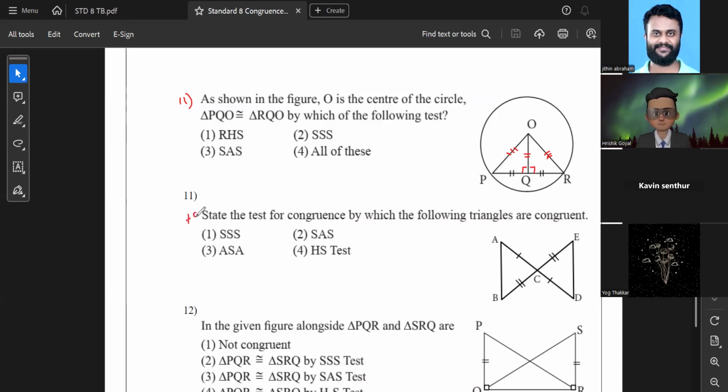12th one. State the test for congruence by which of the following. Yeah, SAS. This one we have done already.